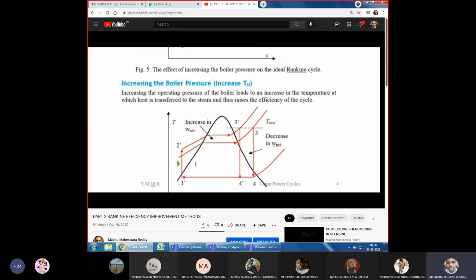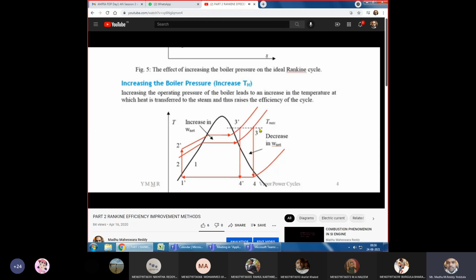Now you can see this line 2 to 3 is one pressure line, 2 dash to 3 dash is another pressure line. Now instead of 1 to 2, we are increasing the pressure till 2 dash. We are increasing the pressure, but we are maintaining the temperature of the steam entering into the turbine constant.